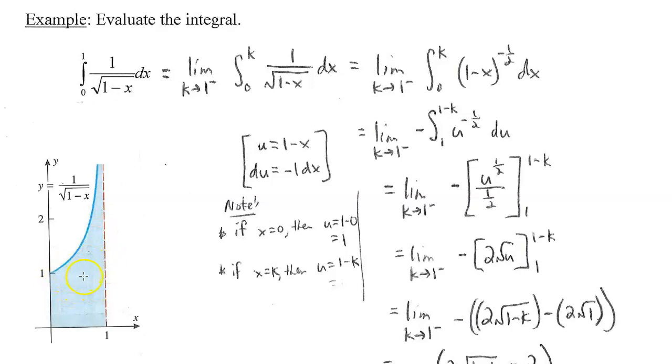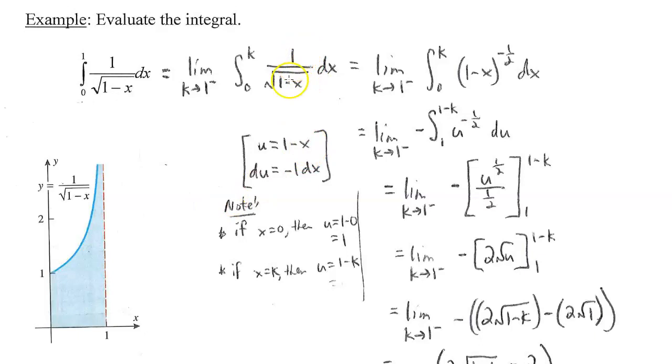It certainly looks like the area is bigger than 1, because this right here is 1 square unit. But I don't know, maybe it's 2 square units, maybe it's infinitely many square units. We don't even know whether it converges or diverges. So how do we do this? Well, again, instead of integrating from 0 to 1, we integrate from 0 to k, and then take the limit as k approaches 1 from the left.